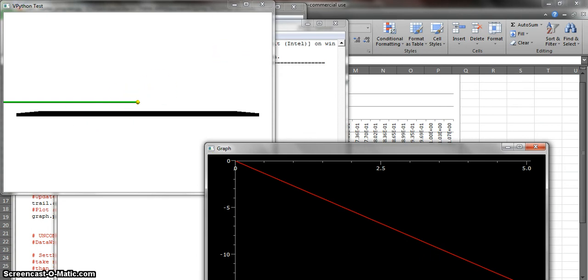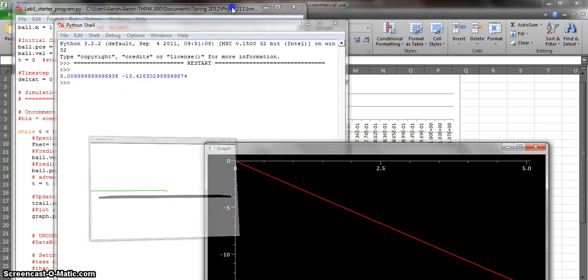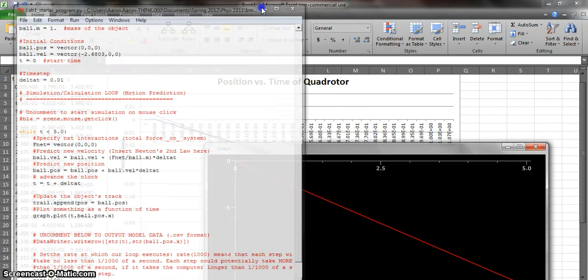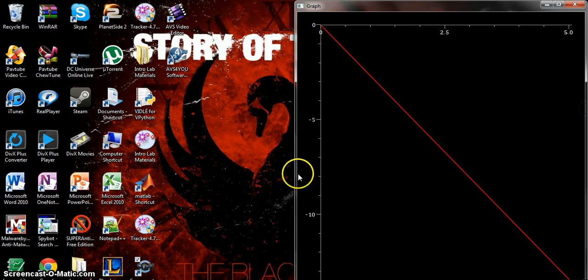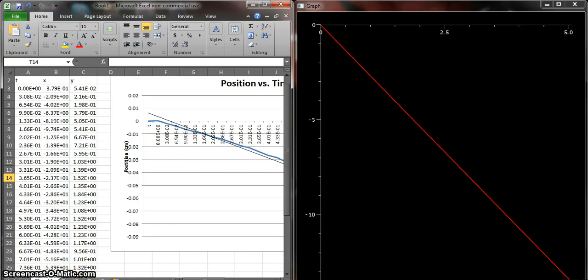As you saw, the ball in the model moved away from the origin at constant velocity towards the negative direction, since we treated the left as the negative direction in this instance. And if we compare both graphs side by side, you can see they are very similar to each other.